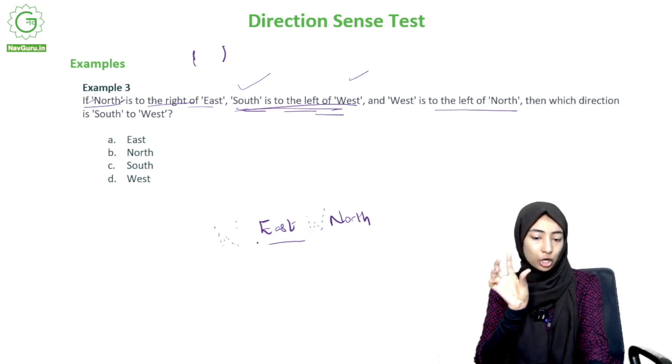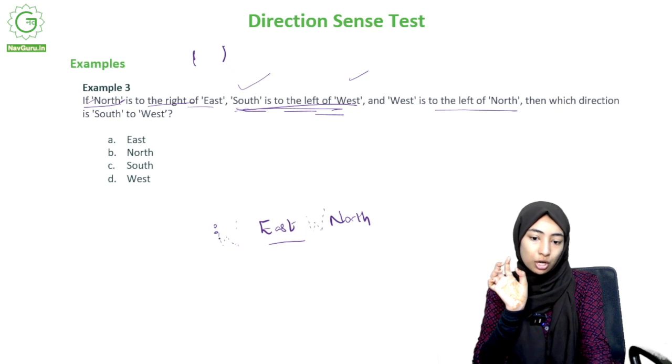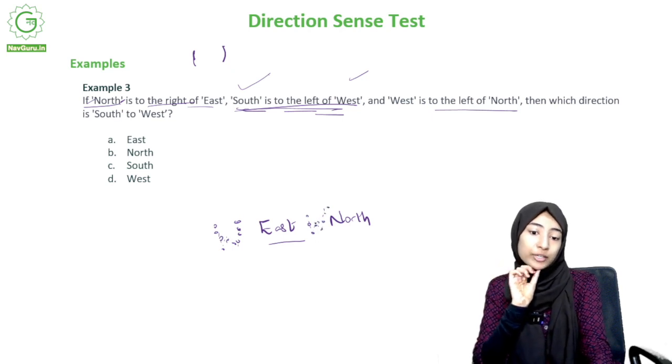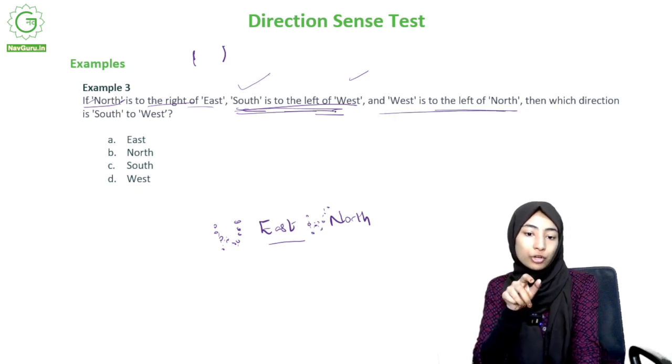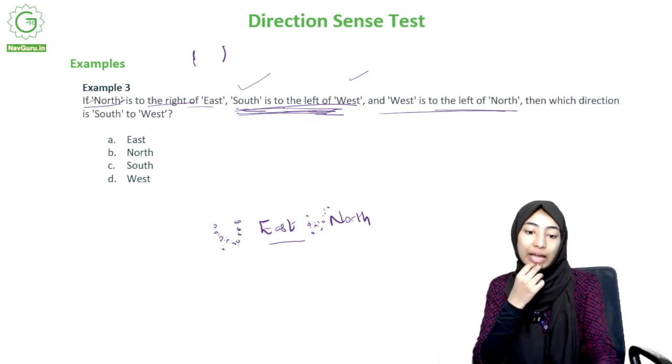We're drawing it as dotted lines because we're not sure, but this could be the case. In case you cannot see the dotted line, I'll just draw it like this, okay? Then which direction is south? Okay, so now we have gotten this. So now we can draw this. South is to the left of west. Now what will that mean?